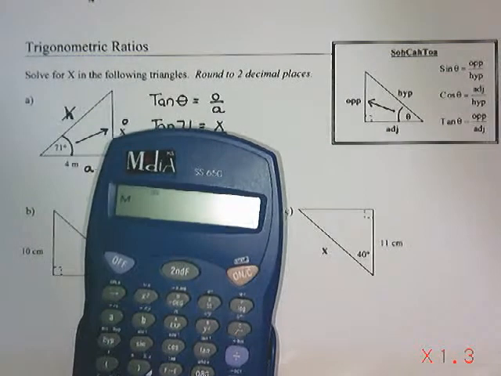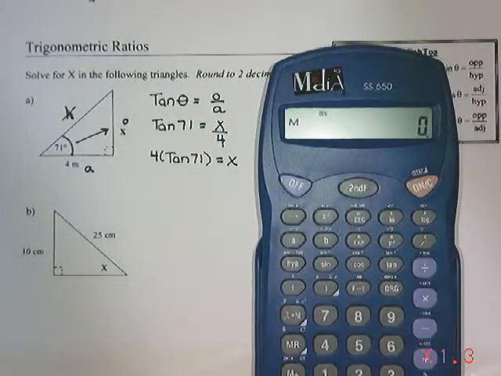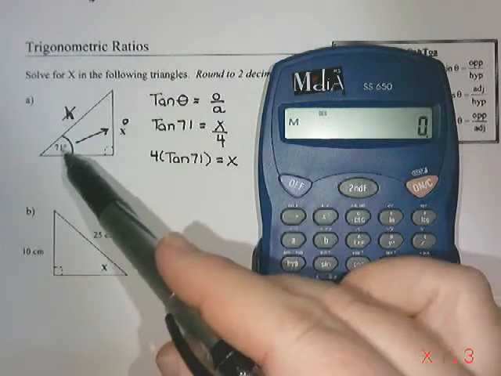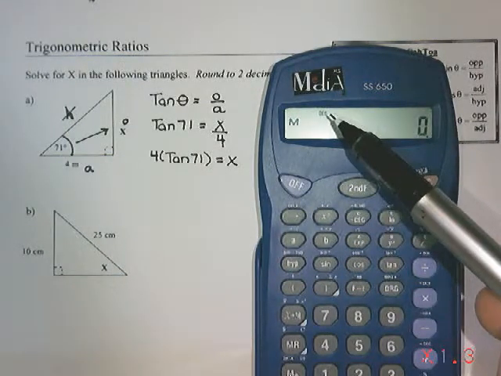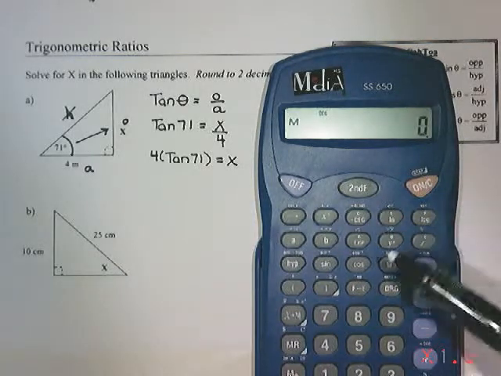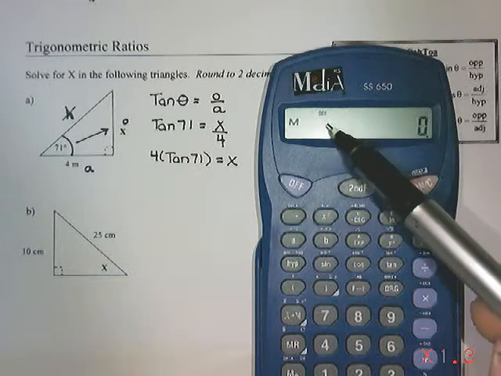The first thing you want to do when you're using your calculator is make sure that it is in degrees. Since we're doing degrees, there's a little degree symbol there next to the 71. So you should have a little D or a DEG. And if you don't know how to switch it, you can look at your manual or you can ask me when you see me, and I can help you out with that.